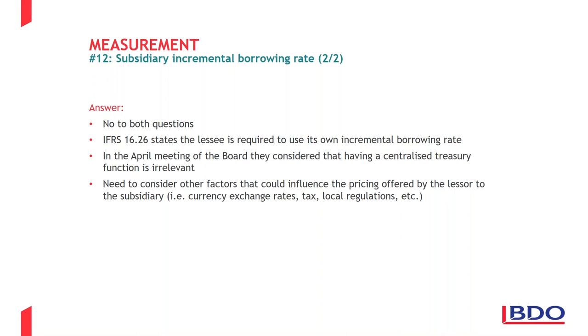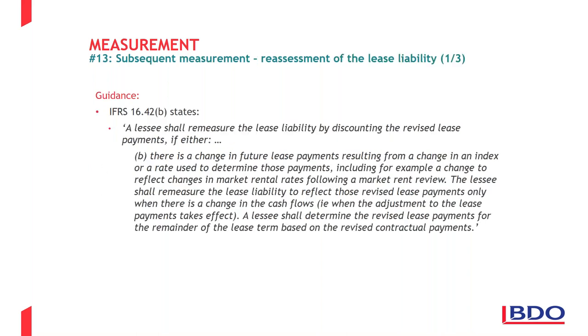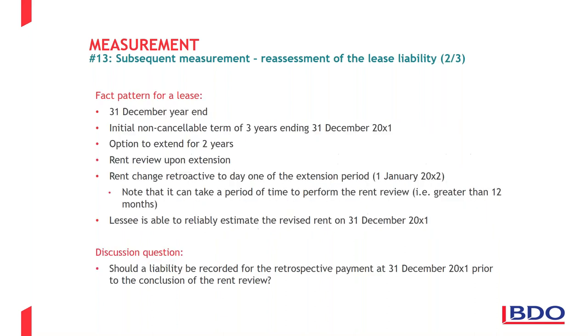If we move on to our last problem for today, and we'll pick it up again next year in January, we look at the reassessment of the lease liability, and paragraph 42B states that a lessee shall remeasure the lease liability by discounting the revised lease payments if either there's a change in future lease payments, etc. So fact pattern. We've got a 31 December year end. Our initial non-cancellable term of 3 years is ending on 31 December year one. We've got an option to extend it for 2 years. There's a rent review upon extension.